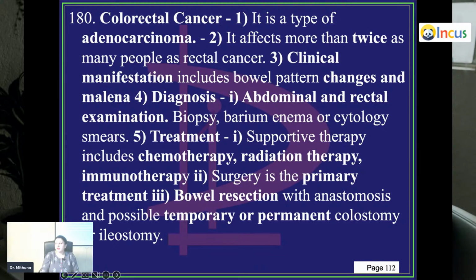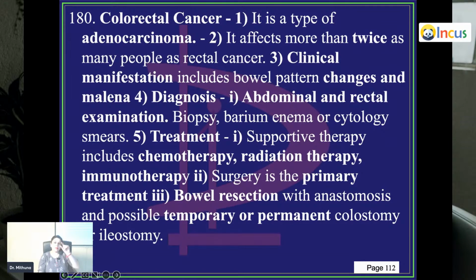Diagnosis is you'll do an abdominal and rectal examination. You'll take a biopsy from that area. That's the ultimate diagnosis. That's the standard. And you can also do a barium enema to see any kind of filling defect in the lumen. Or you can also do a cytology smear. Treatment is supportive therapy, which includes chemo, radiation, immunotherapy, depending upon the stage of cancer. Surgery is the primary treatment. Bowel resection with anastomosis and possible temporary or permanent colostomy or ileostomy can be done.